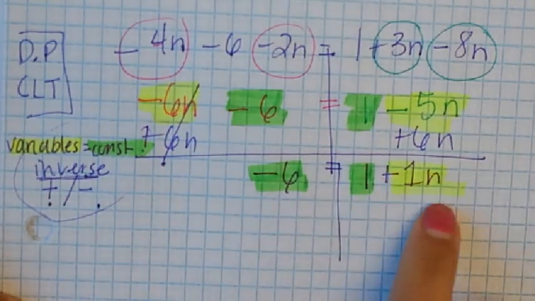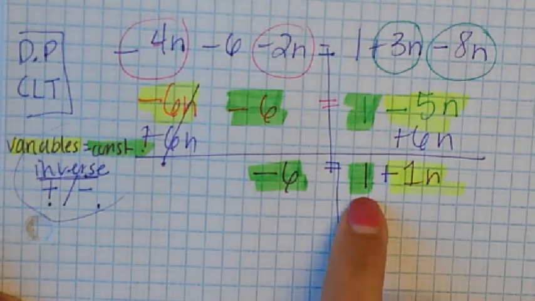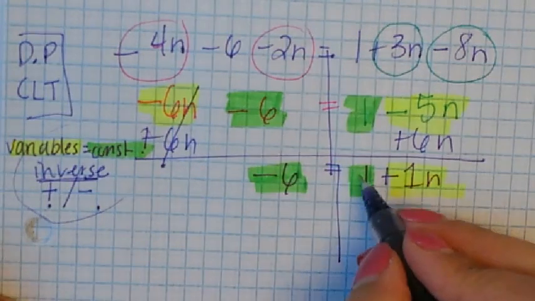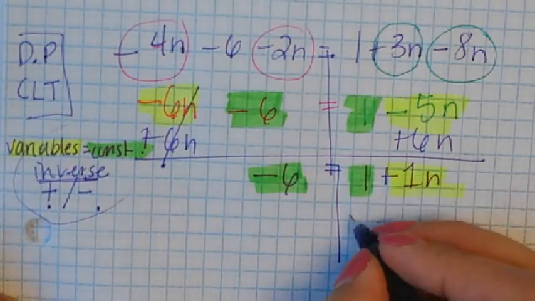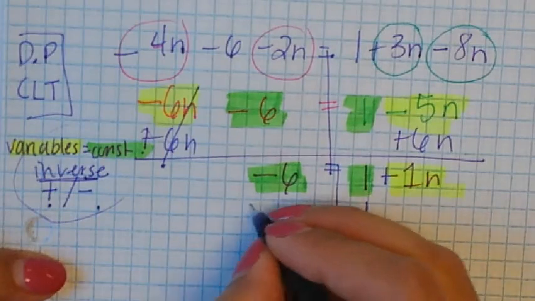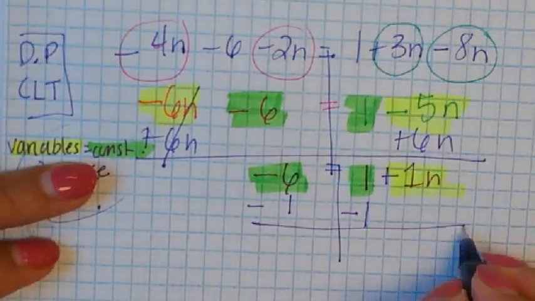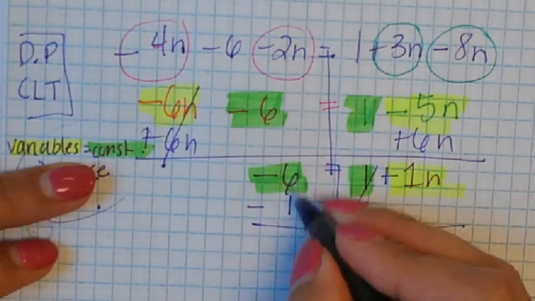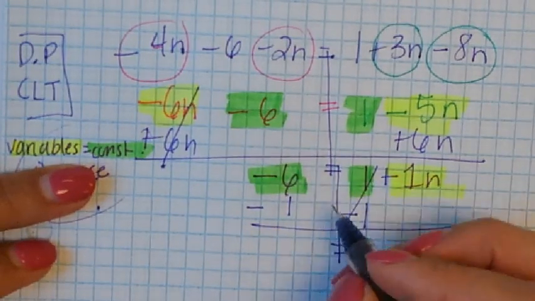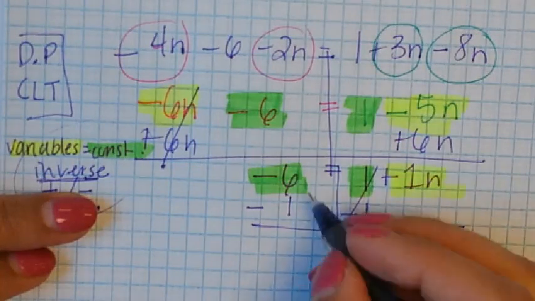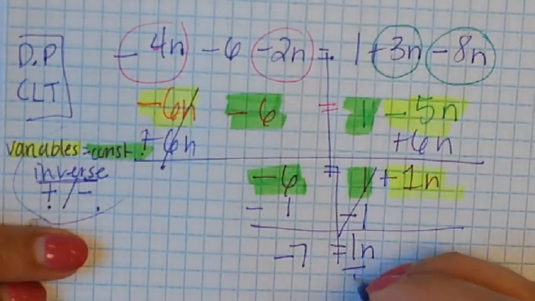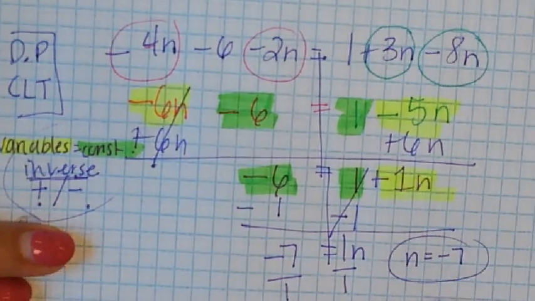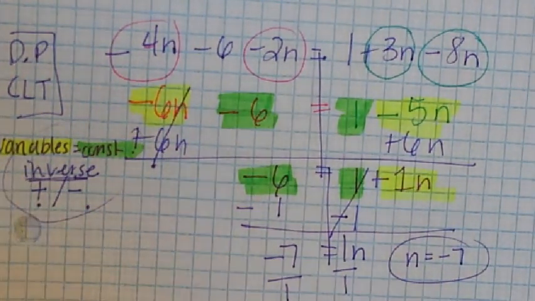So here, because my variable is already here, I'm going to have to move the 1 over here, so this is the constant side. So the 1, if it doesn't have anything in front, that means that it's a positive, so the inverse would be minus. So I have 1n equals, and then these two are negative, so when I'm adding the same sign, I add them and keep the sign, so that would be negative 7. Divided by 1, n equals negative 7. Okay, so that would be my answer.